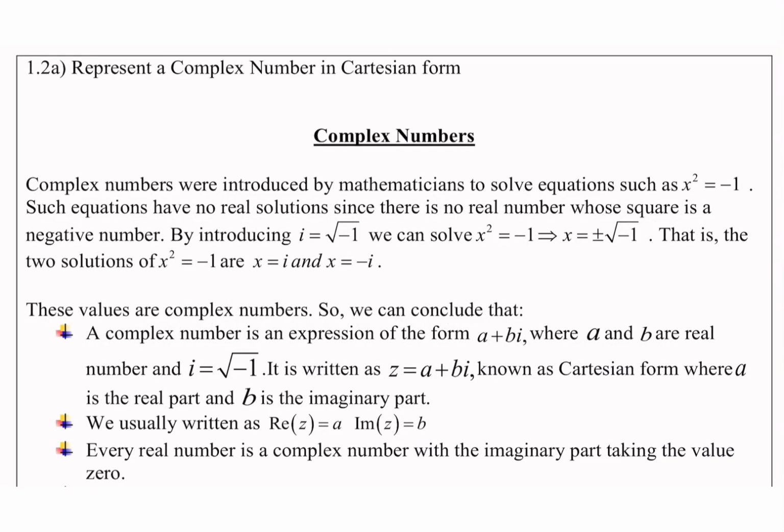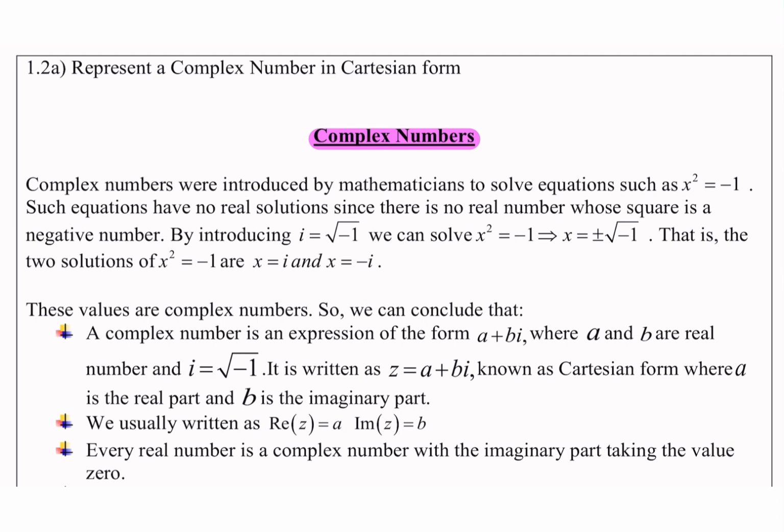Hello everyone, so let's continue our lesson with our lesson objective 1.2a, represent a complex number in Cartesian form. So what is a complex number? Actually, complex numbers were introduced by mathematicians to solve equations such as x squared equals -1. Such equations have no real solution since there is no real number whose square is a negative number.